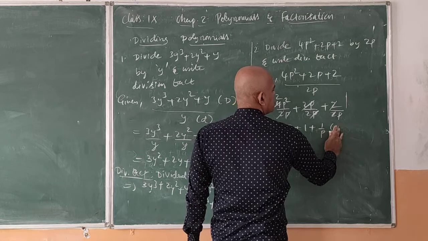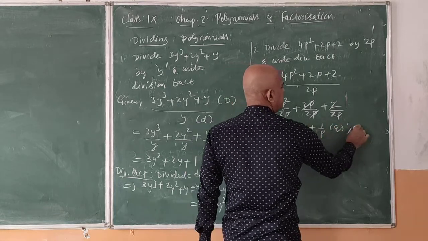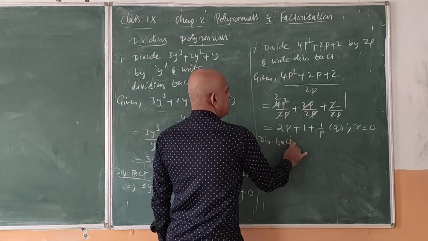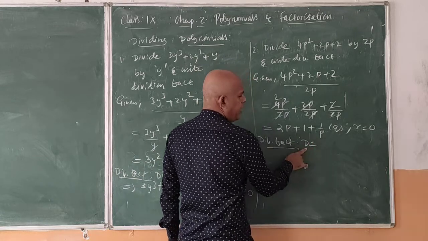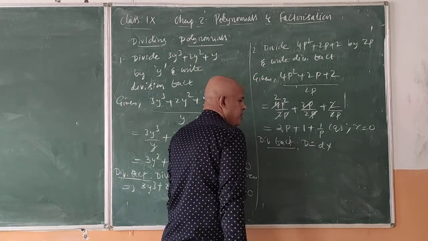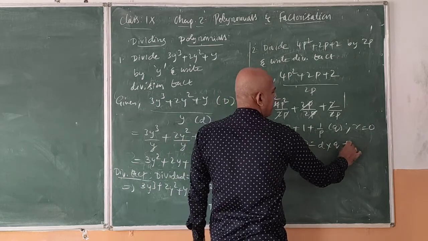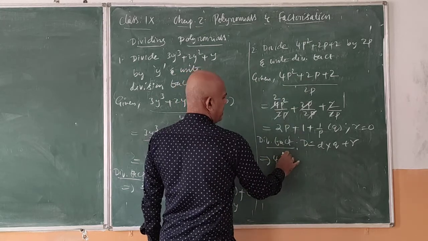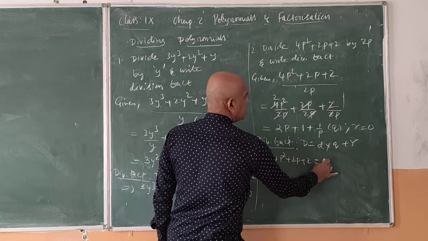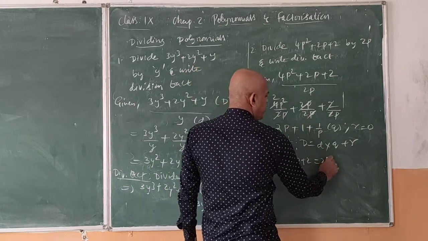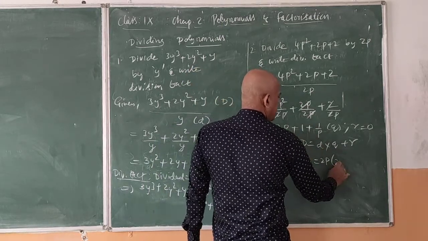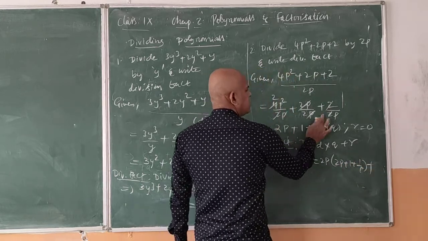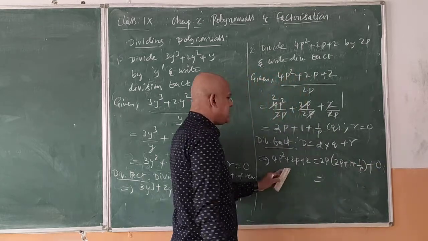So this is the quotient, and nothing is left from the denominator, so the remainder is equal to 0. Again, division fact. Dividend is equal to divisor into quotient plus remainder. So the numerator 4p square plus 2p plus 2 is equal to the divisor, what we have divided by, 2p, into the quotient. What did we get as quotient here? 2p plus 1 by p, plus the remainder, which is 0. So we have to get LHS and RHS the same here.